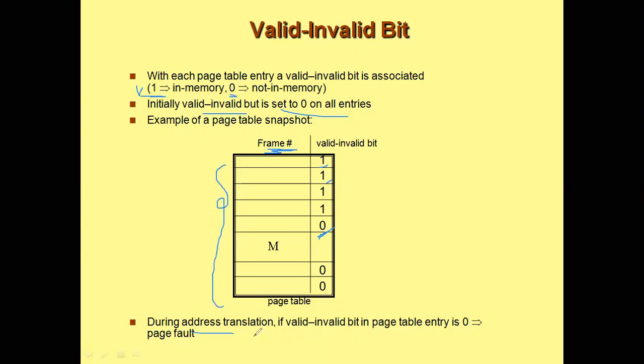During address translation, if the valid invalid bit in the page table entry is 0, then it is a page fault. So a page fault is a scenario where the page is not residing in the main memory. Whenever you see a 0, it means it is a page fault. The page is not residing in the main memory. That is the actual meaning of a page fault.